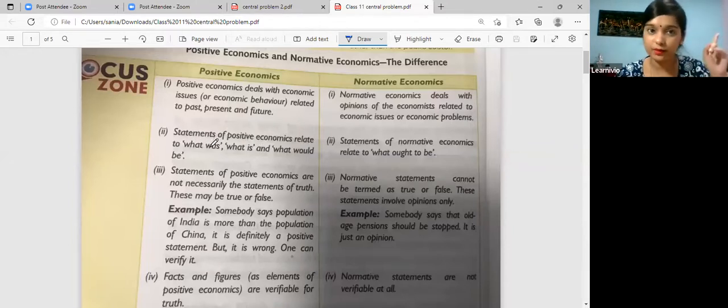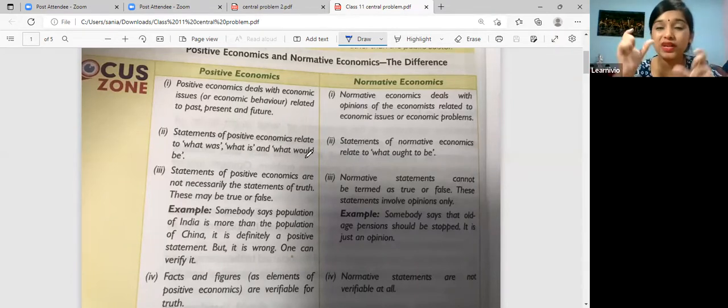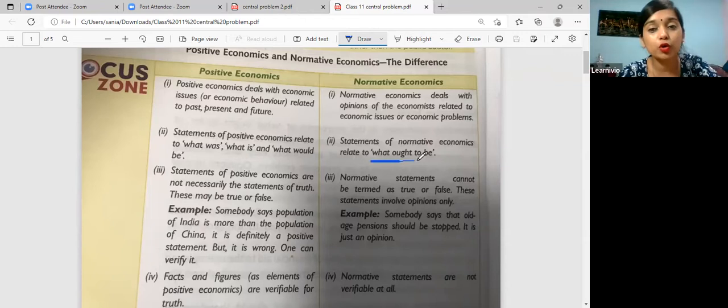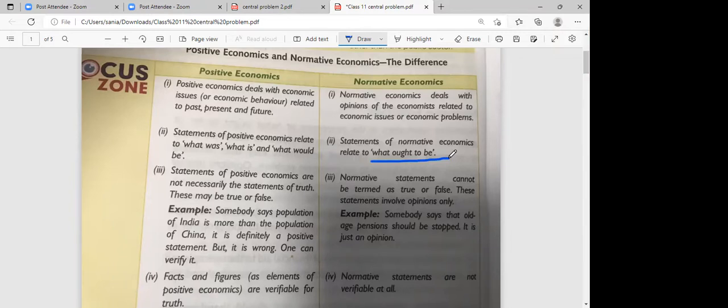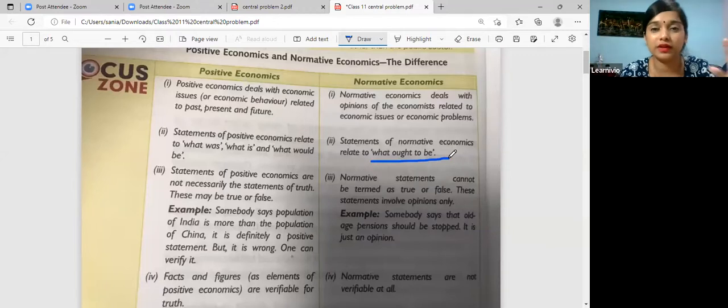Okay. Now, statements of positive economics are related to what was, what is, and what would be. What was in the past, what is in the present, and what would be in the future. So whenever you write a statement of positive economics, it will be answering your what was, what is, and what would be. But statements of normative economics are related to what ought to be. Ought to be means what you can do. For example, I am just suggesting you can purchase a black kurti. That would be great because black is the seasonable color. All season you can wear it. So basically, what ought to be, what you can do.